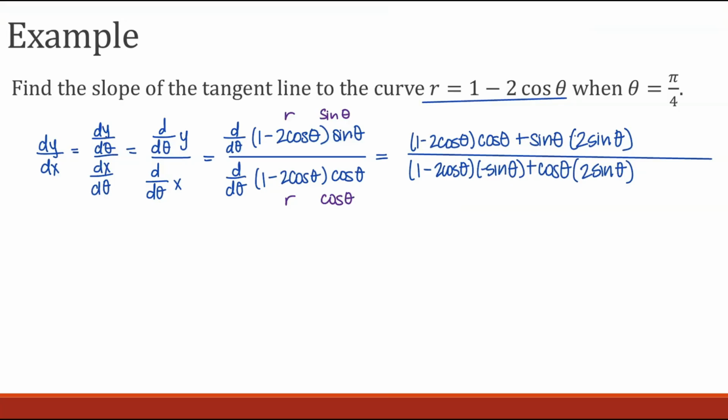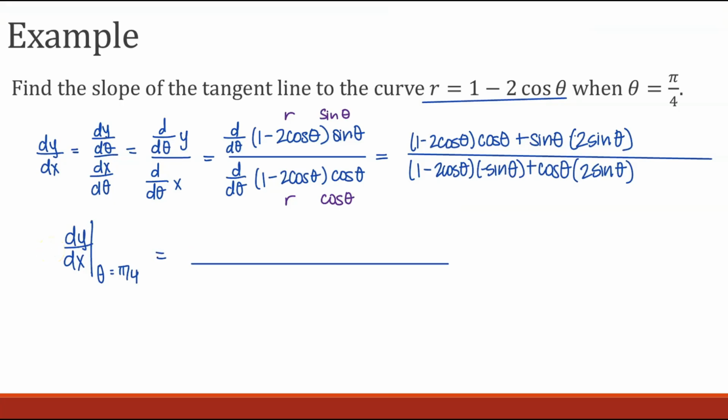Okay. So now, I wouldn't say it's really worth it to simplify because we want to find dy dx when theta is equal to pi over 4. So in other words, now we want dy dx at this theta equals pi over 4 value. So instead of maybe doing a lot of simplifying here, we'll just start to plug in pi over 4 into each theta.